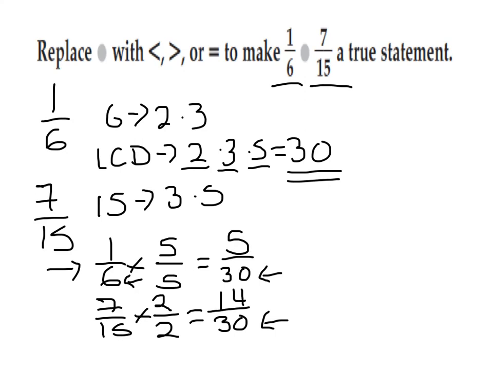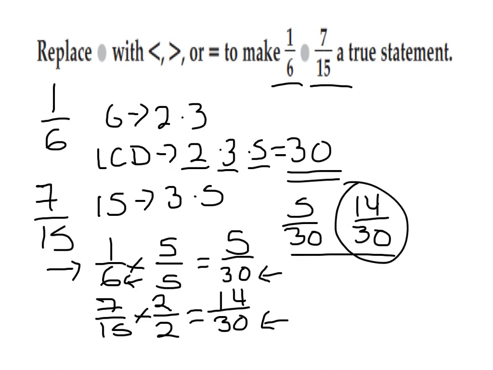Let's compare them. Looking at these 2 fractions, it looks like 14 over 30 is larger. So now it's time to answer the question. Using the original numbers in the problem, 1/6 is less than 7 over 15. I replace the gray circle with an inequality, and there's our answer.